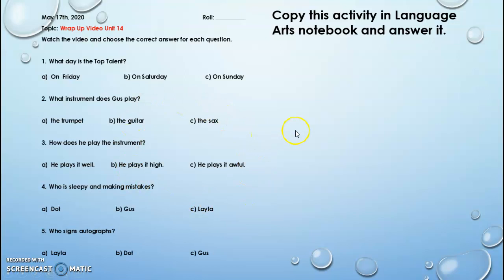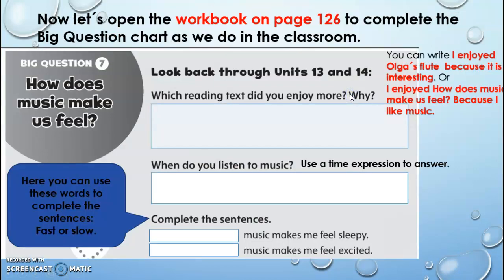So please copy this in your language arts notebooks. After you watch the video, you will answer this activity, okay? Remember to do that. And if it is necessary, watch the video as many times as you need, okay? Very good. Continue.